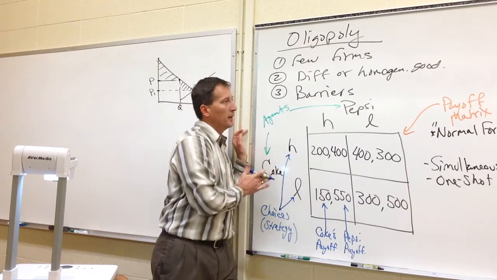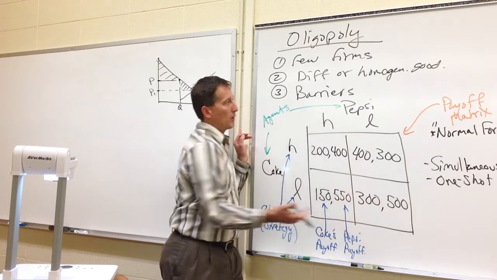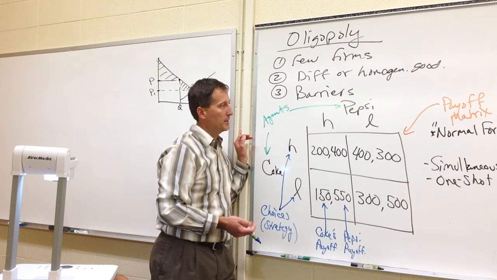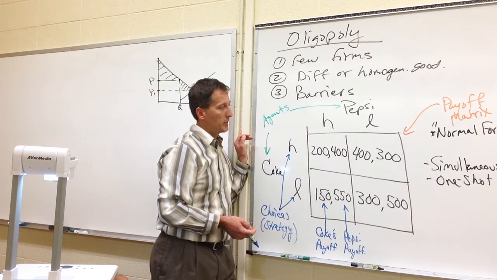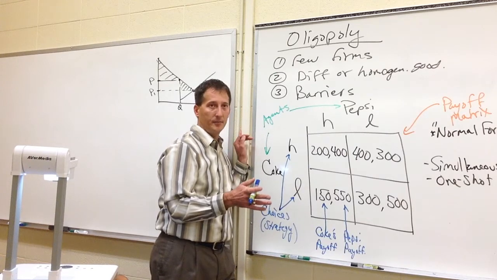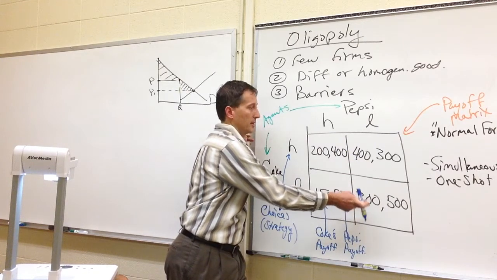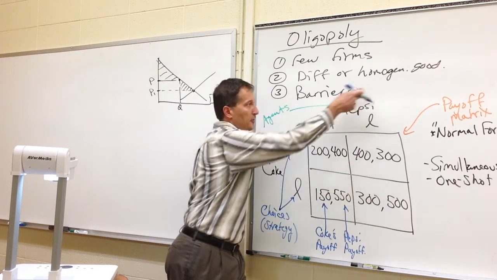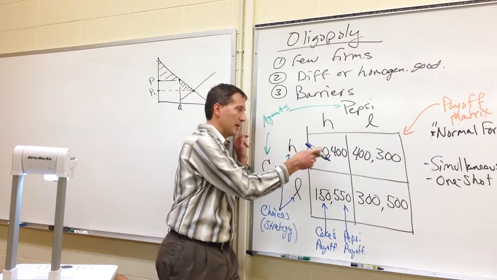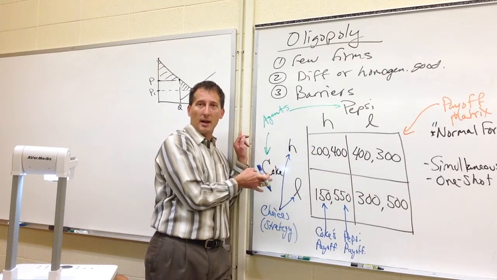So for Coke, if Pepsi chooses low, what would be the best choice for Coke? To go high. Why? Because 400 is bigger than 300, right? So this is where we start to do a little eyeball training. If Pepsi goes high, what's the best choice? Still high, because 200 is greater than 150. So no matter what, Coke is better off going high.